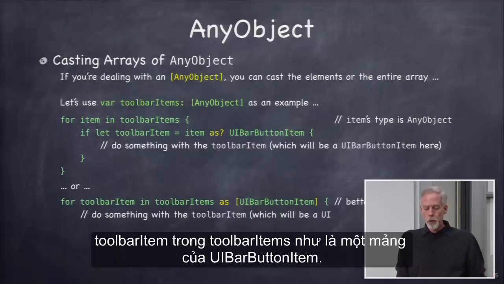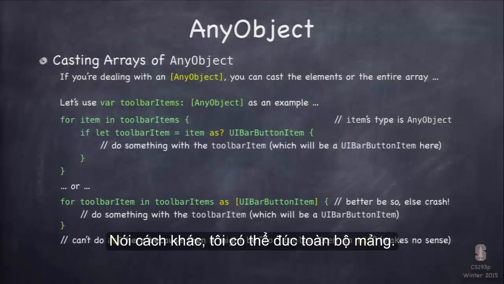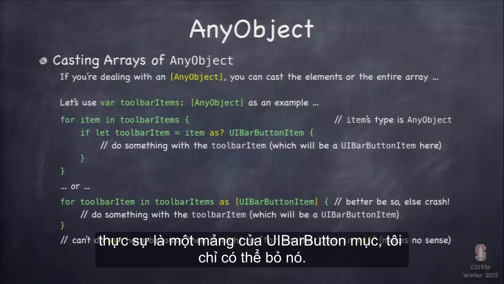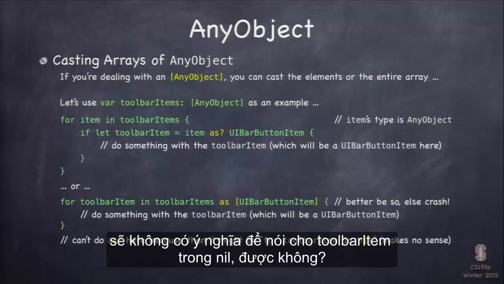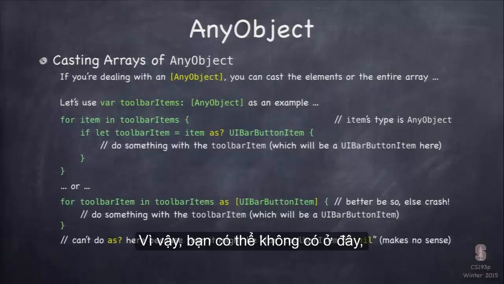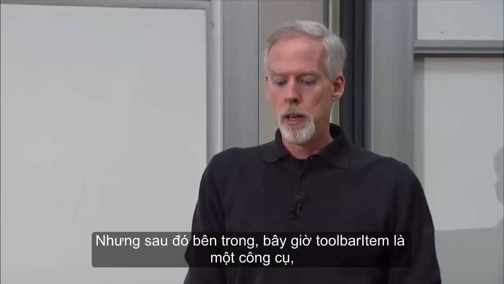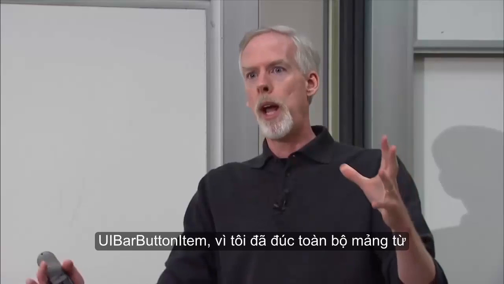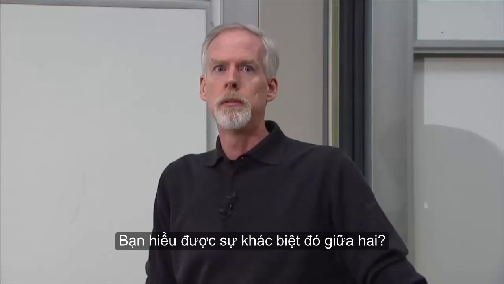Which is I can say for toolbarItem in toolbarItems as an array of UIBarButtonItem. In other words, I can cast the entire array. If I know that that array of AnyObject is really an array of UIBarButtonItem, I can just cast it. Now this one, you can't do question mark because it wouldn't make sense to say for toolbarItem in nil, okay? So that makes no sense. So here you better be darn sure that that array has what you want. But then inside, now toolbarItem is a UIBarButtonItem because I cast the whole array from array of AnyObject to array of UIBarButtonItem. You understand the difference there between those two?